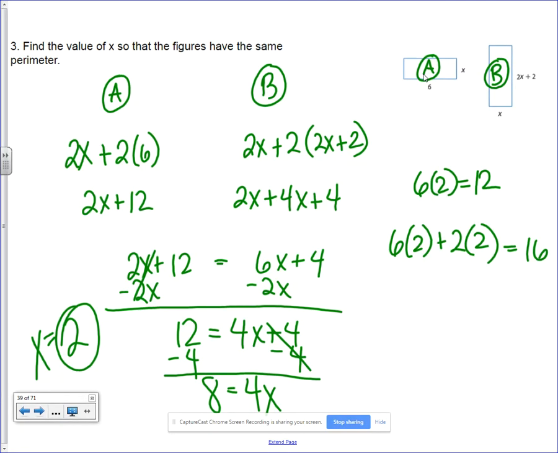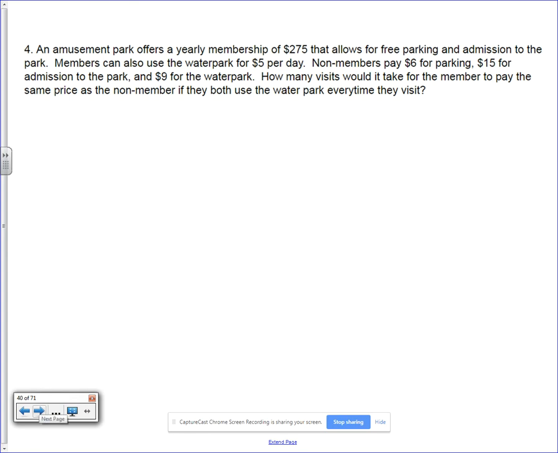All right, one more here. Go ahead and read it. I want the member and the non-member to pay the same price.